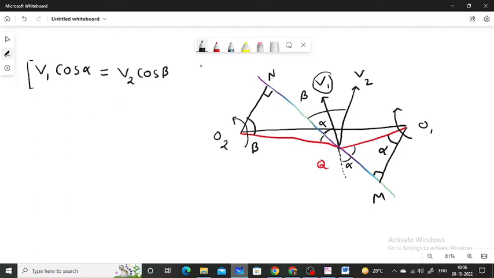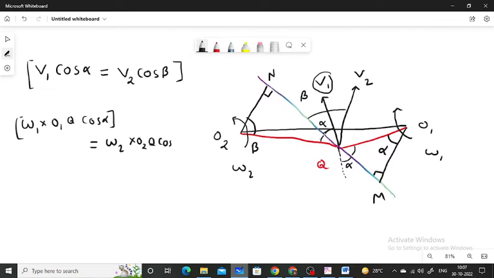Clear? We know that if the angular velocity of the wheel 1 is omega 1 and angular velocity of wheel 2 is omega 2, then linear velocity will be equal to the angular velocity multiplied by radius. So v1 will be equal to the angular velocity into radius, which is O1q cos alpha, equal to omega 2 O2q cos beta.